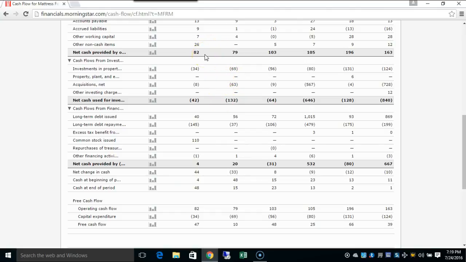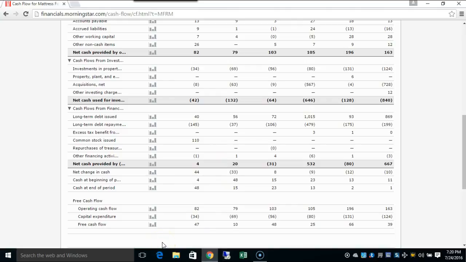predominantly because of cash provided by operations, which is what you want to see as an analyst. You want to see cash really being generated by operations. They reinvested some of that cash in property, plant, and equipment for themselves. And then in the finance section, they paid down debt, but they raised common stock, and they issued new long-term debt to help pay it down.